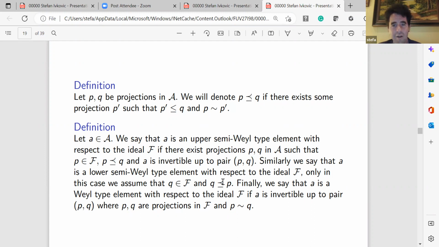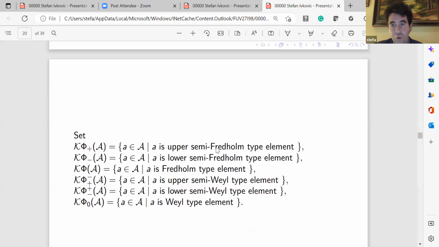And finally, we say that A is a Weyl type element with respect to the ideal F, if A is invertible up to pair PQ, where P, Q are projections in F. So now both projections are finite. And in addition, we require that P is equivalent to Q, which would automatically imply: the first property implies that A is a Fredholm type element, and the second property implies that the index is zero. And this is what we know for Weyl operators on Hilbert space, also for operators on modules.